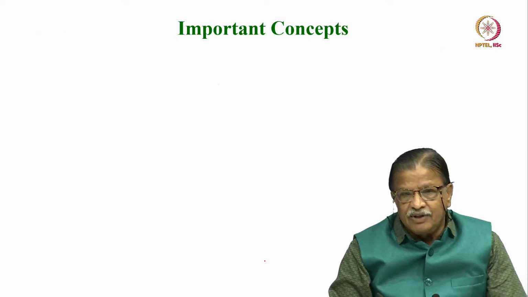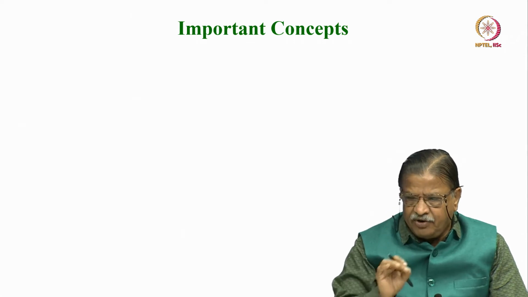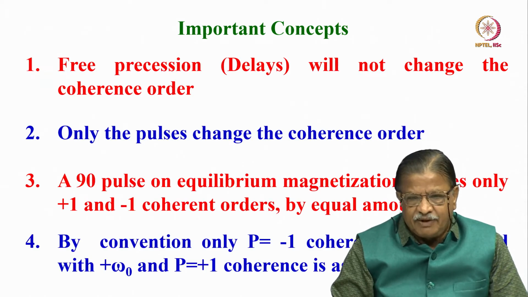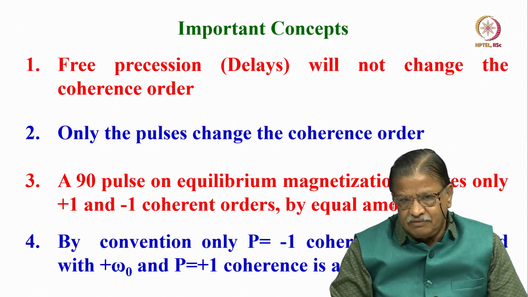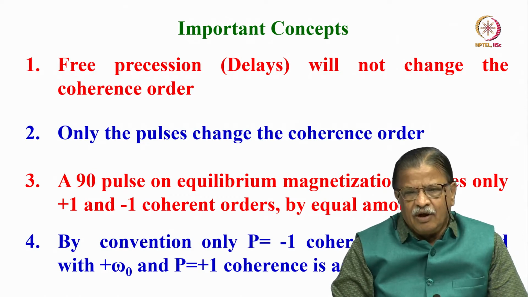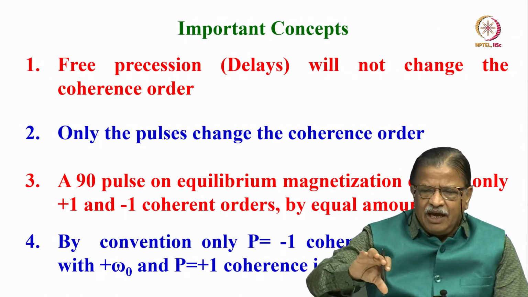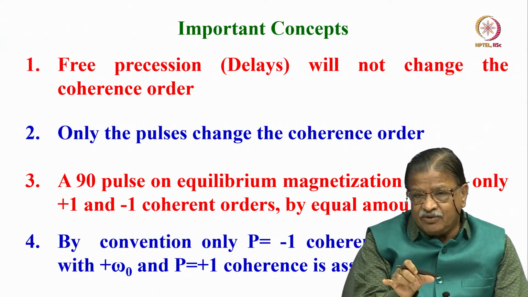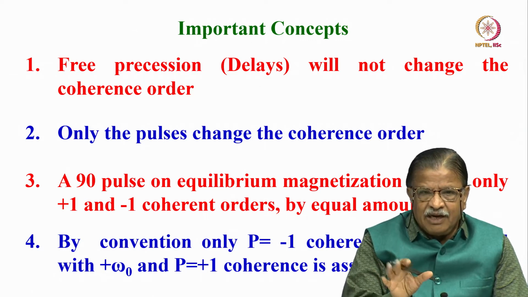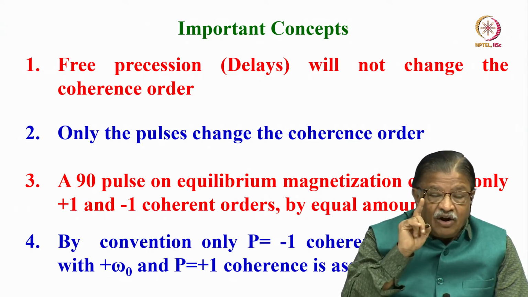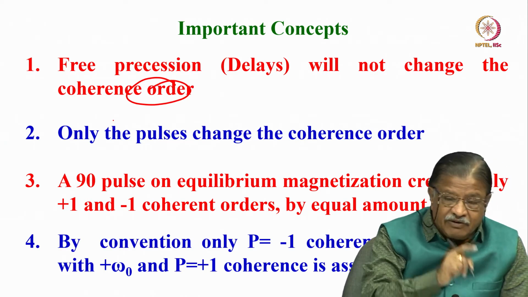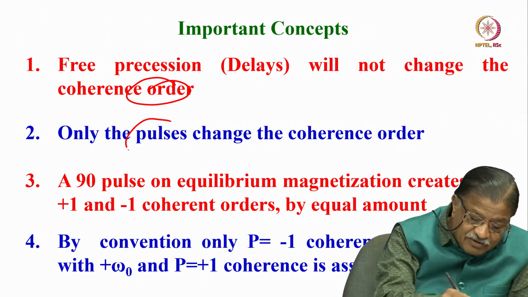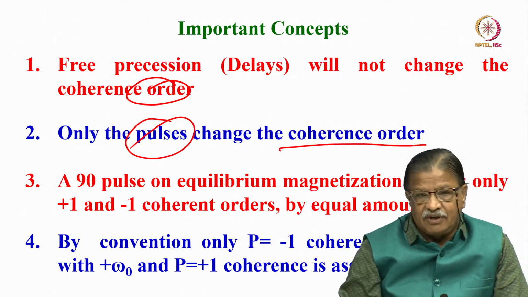Okay. Now we will go to the important concept. These are all tidbits, the points you have to remember, and then we use these things in understanding coherence transfer pathway. Take free precession, for example, a delay. You apply a radio frequency pulse and give some delay, and then apply another pulse, no problem. During this delay, we discussed a lot about chemical shift evolution, J coupling evolution, etc. Fine. But this free precession will not change the coherence order. That will not change during free precession. Only RF pulses which you apply can change the coherence order.